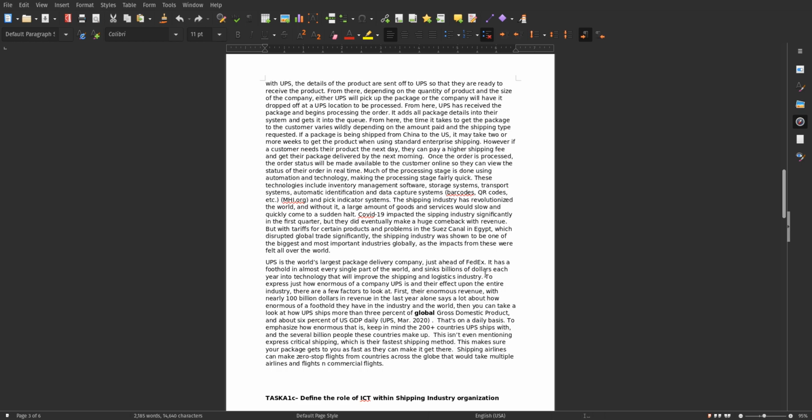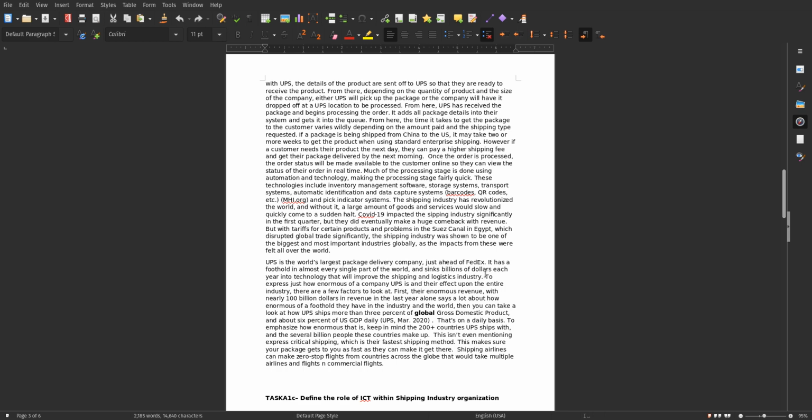From here, the time it takes to get the package to the customer varies wildly, depending on the amount paid and the shipping type requested. If the package is being shipped from China to the US, it may take 2 or more weeks to get the product when using standard enterprise shipping. However, if the customer needs that product the next day, they can pay a higher shipping fee to get their package delivered by the next morning, which is insane. Once the order is processed, the status of the order is updated on the UPS website in real time.